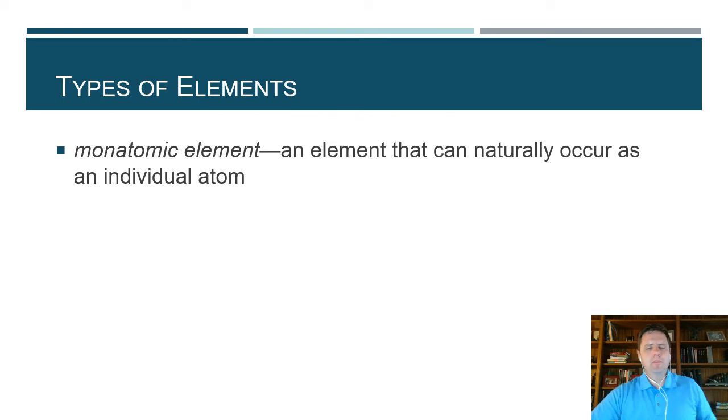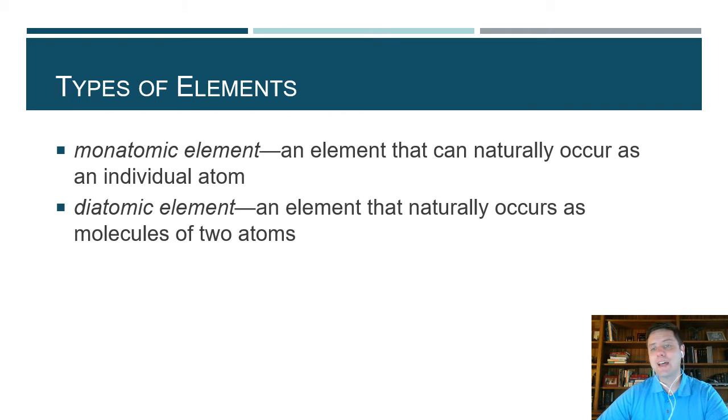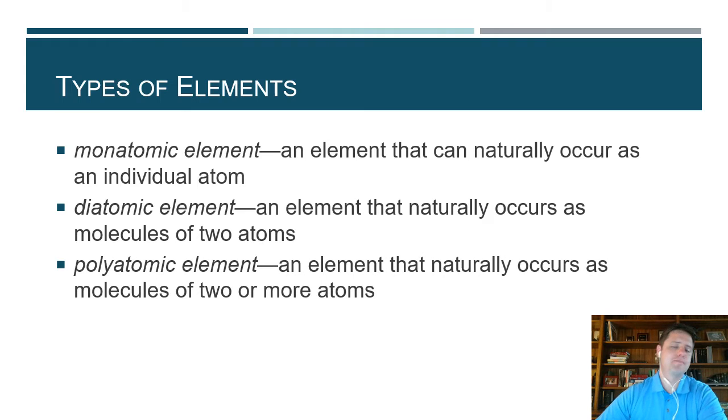So as far as elements go, you can have monatomic elements, which is an element that naturally occurs as an individual atom. There are diatomic elements, where the same element naturally occurs as 2 atoms joined together in 1 molecule. And then you have polyatomic elements, where it occurs as molecules of 2 or more atoms. So technically, anything that has 2 is also polyatomic, but we often just call those diatomics.